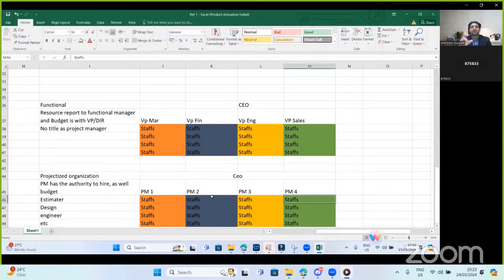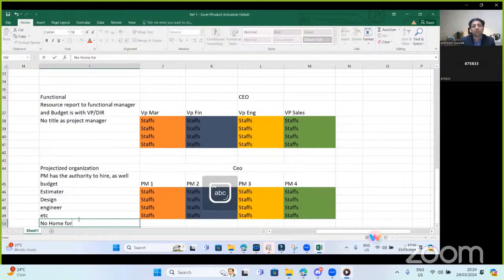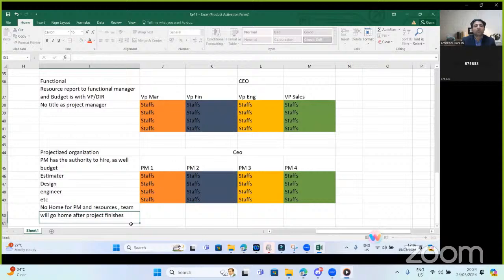But now what happens with the project manager in this type of organization, which is projectized? There is no home for the team and the project manager after the project finishes. No home for the PM and resources, because the project is finished, the team will be demolished, the team will go home after the project finishes, successfully or unsuccessfully. Project is finished, team will go home. So there is no job security. It's a project-based company, so if the project is there, your job is there. If the project is not there, your job is not there.